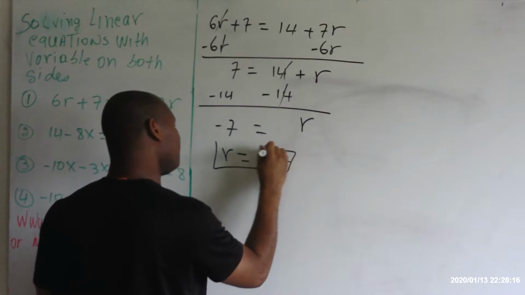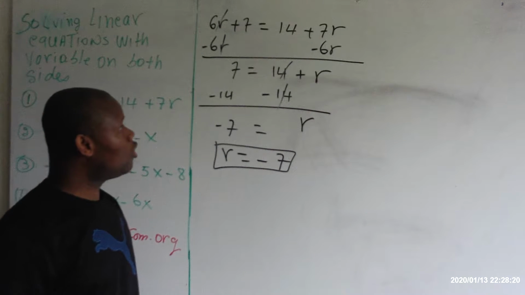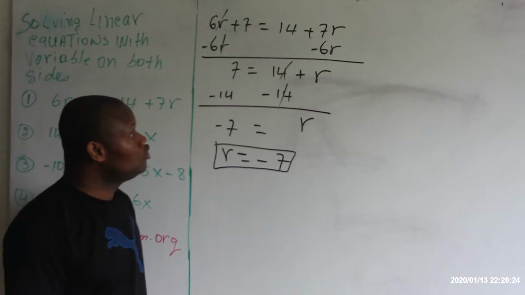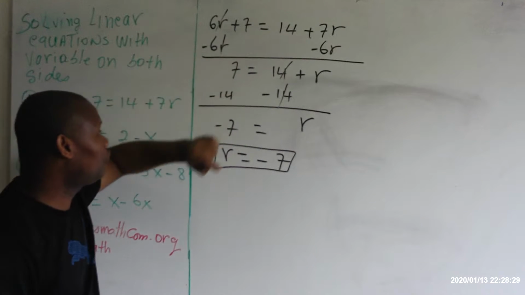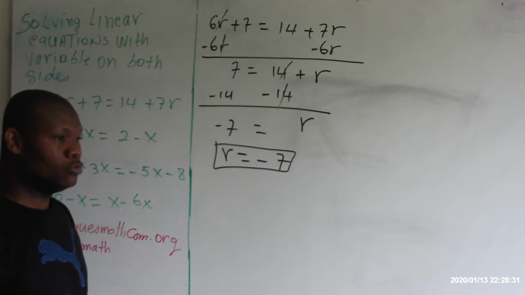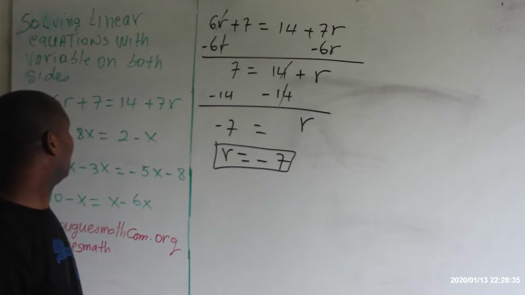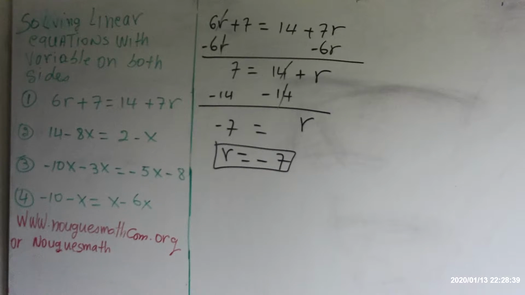That's it. So the only thing you have to remember, when you solve linear equation with variable on both sides, you need to start subtracting or adding the variable first, okay, to make your equation simple. Alright, let's start with the second example.